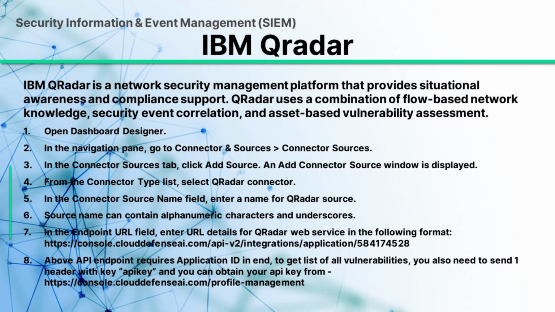IBM QRadar is a network security management platform that provides situational awareness and compliance support. QRadar uses a combination of flow-based network knowledge, security event correlation, and asset-based vulnerability assessment. We have to follow the shown instruction. At first, open Dashboard Designer. In the navigation pane, go to Connector and Sources, then Connector Sources.